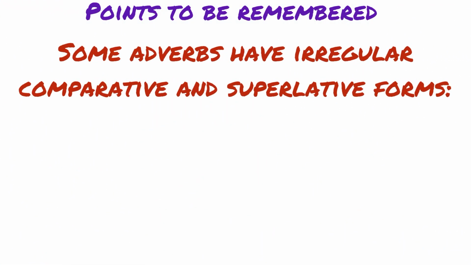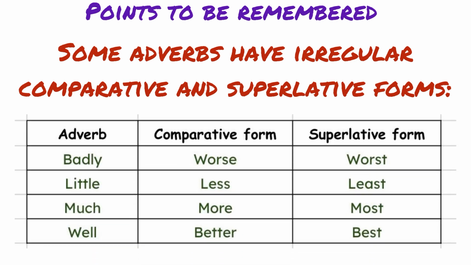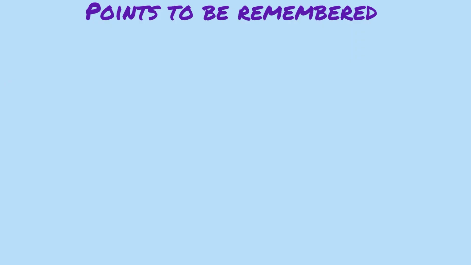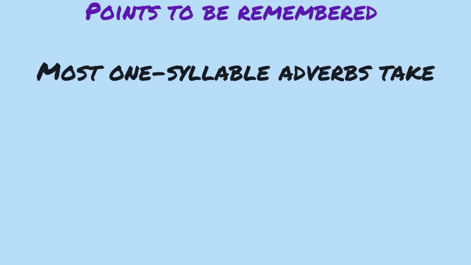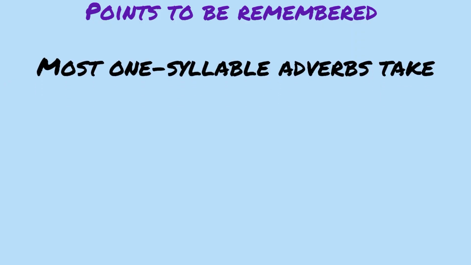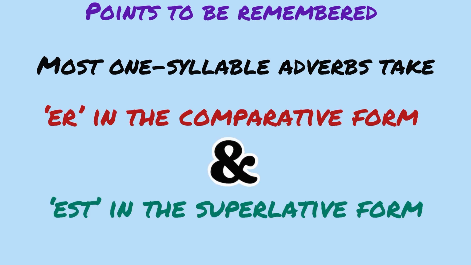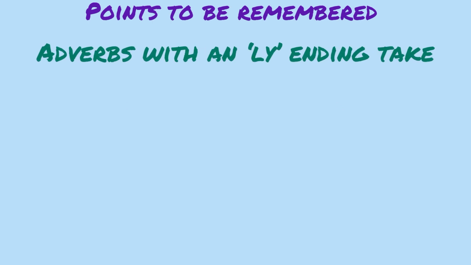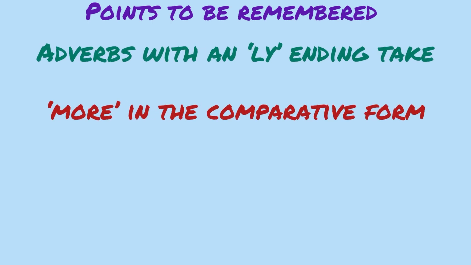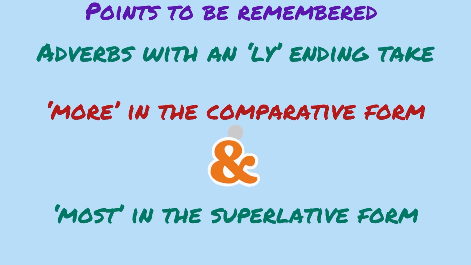Some adverbs have irregular comparative and superlative forms. See the table below. The adverb badly is changed to worse in comparative form and worst in superlative form. See the other words as well. So, we have to remember that most one-syllable adverbs take er in the comparative form and est in the superlative form. Adverbs with an ly ending take more in the comparative form and most in the superlative form.